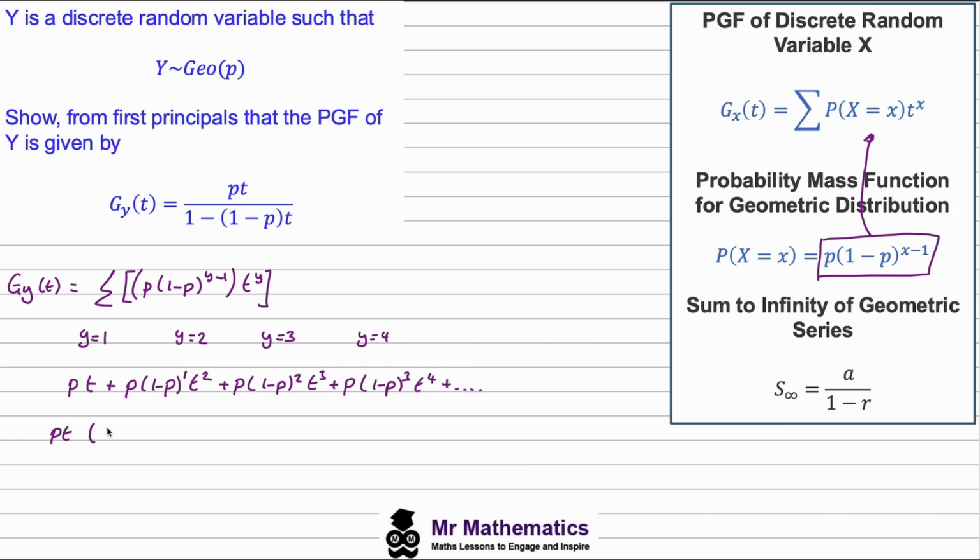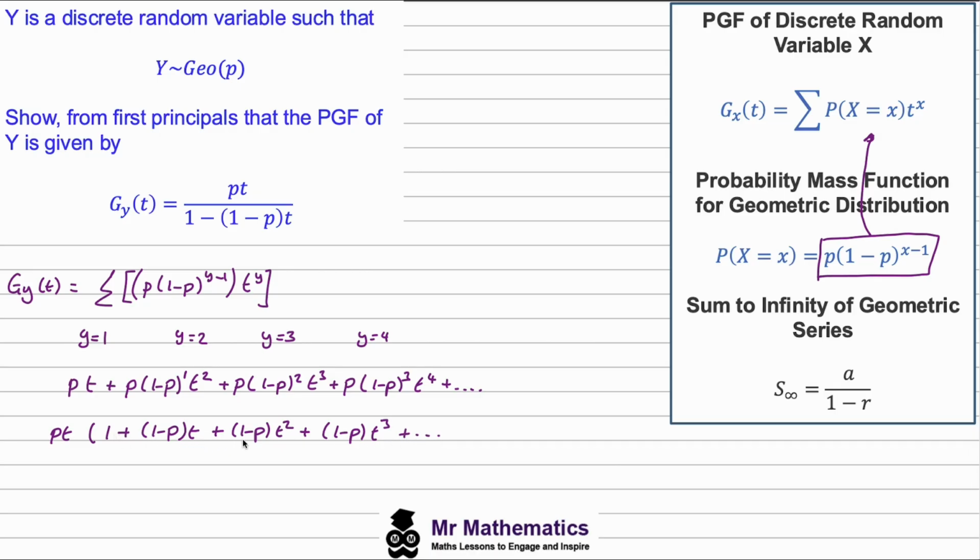Then we've got the 1. We've taken this p and one of these t's out, so we've got 1 minus p times t that's left. We've taken out this p and one of these t's, so we've got 1 minus p times t squared left. And the next one, 1 minus p times t cubed, and so on.